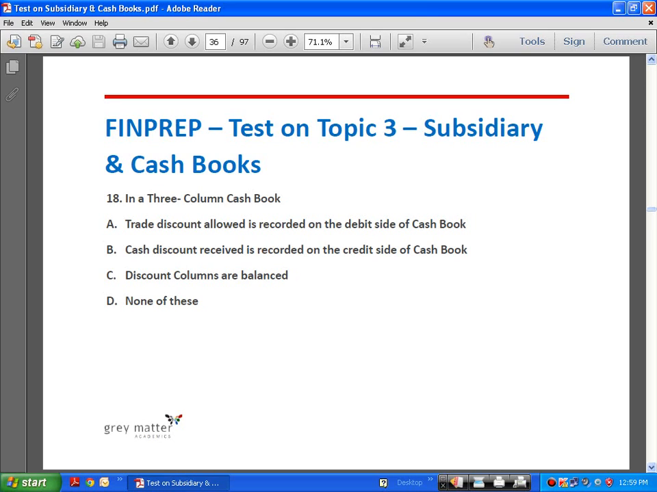So when we settle creditors, we show it on the credit side of the cash book because cash goes out, and at the time of settling creditors, we get a discount, and hence the discount received column is on the credit side of the cash book. And so B is the answer. C, discount columns are balanced. We'd already discussed that. That's not right, and so answer is B.